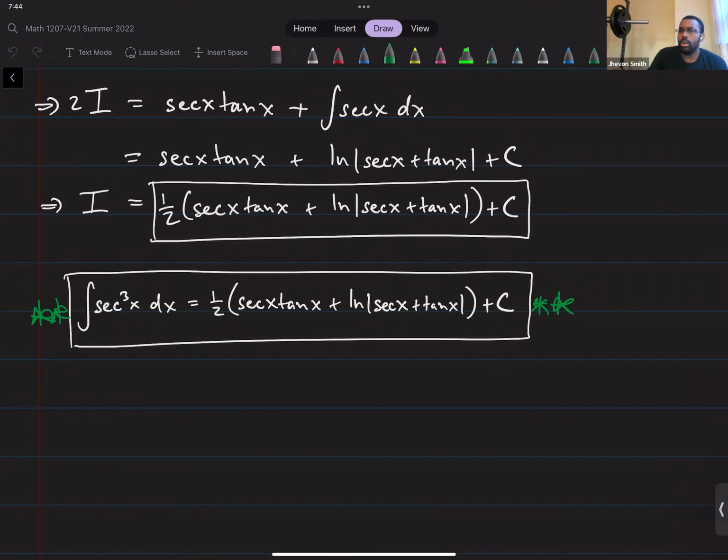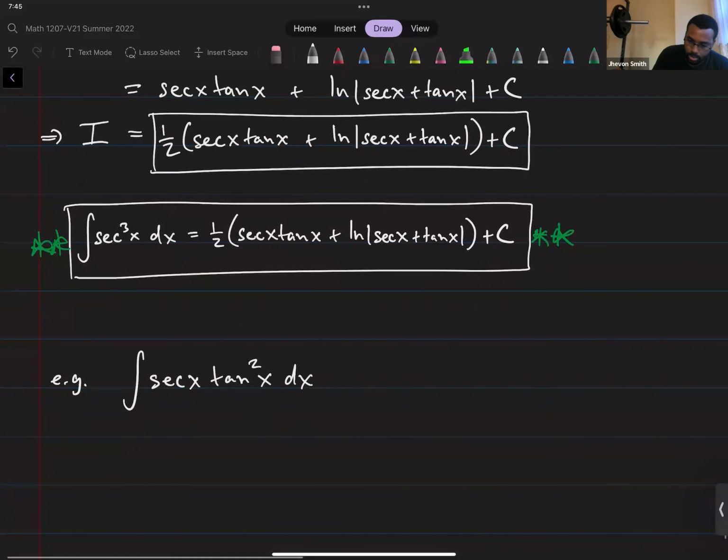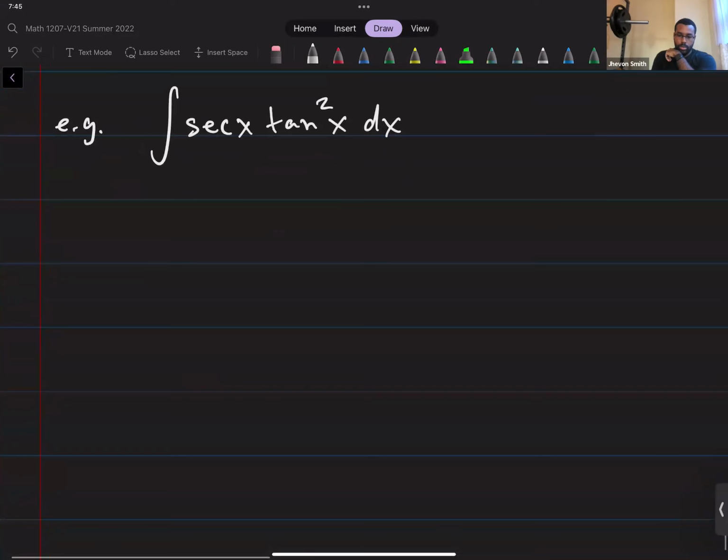Let's do another one. So like secant x tangent squared. Ideas.